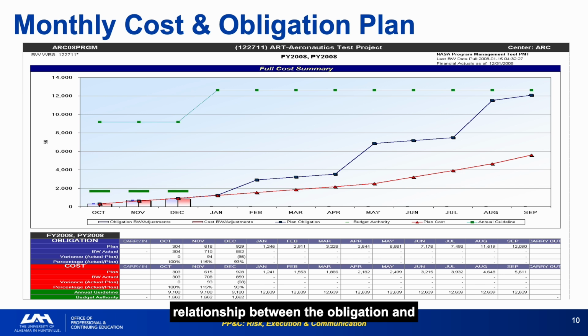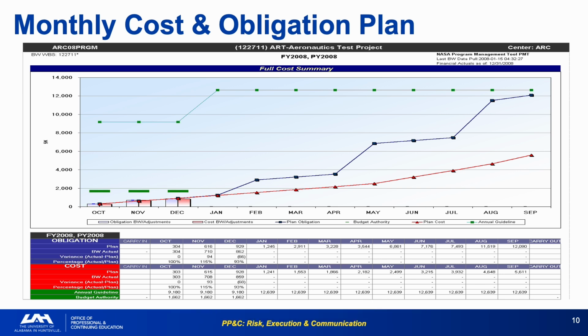The relationship between the obligation and cost lines is as important as either line individually. If costs are running ahead of obligations, there is a compliance problem. If obligations are running far ahead of costs, there may be excess carryover building. Review both the obligation line and the cost line every month and understand the spread between them. That spread is your forward funding cushion. Its size matters.